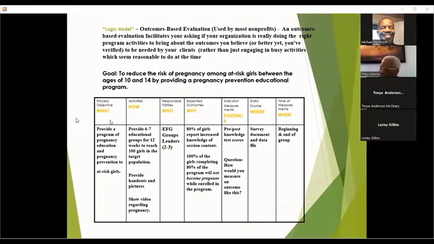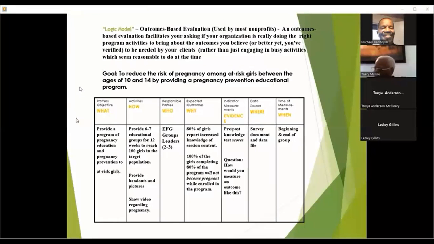It tells the what, the how you plan to do it, the who's going to do it, the why they're doing it, the evidence that you plan to provide to show that it was done, the sources that a person can go to find that evidence, and finally, the time period the program is going to take from beginning to end. Again, that's a logic model, or outcome evaluation.